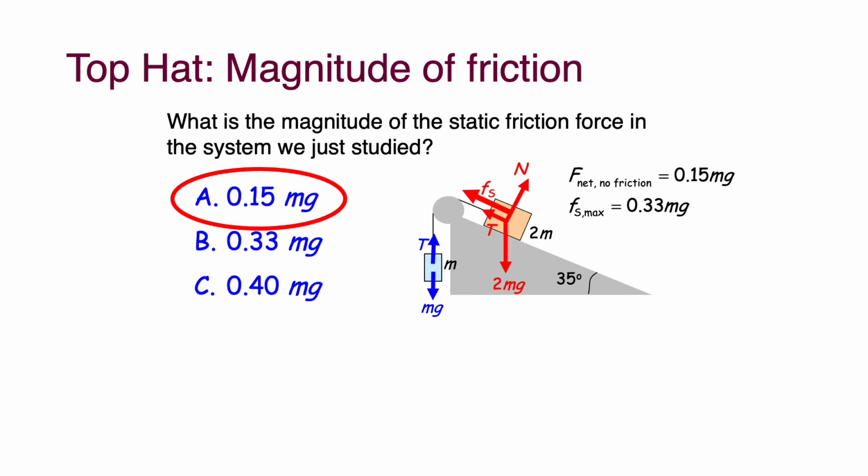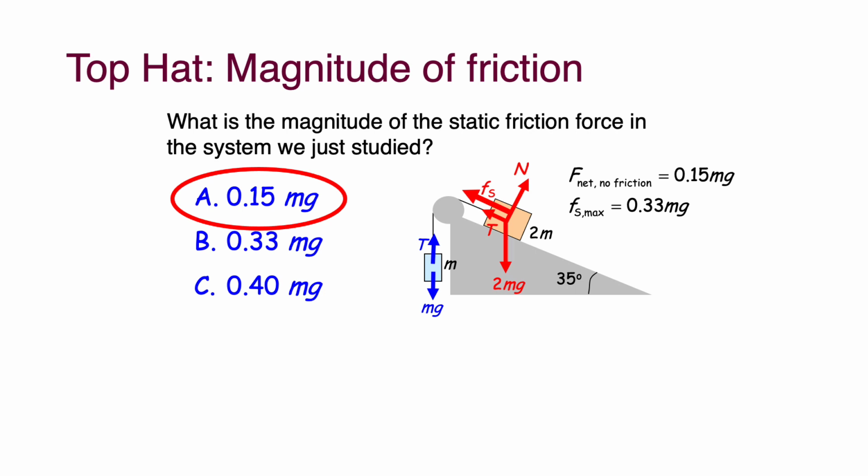Again, you can never have a situation where the static friction is larger than the other net forces on the object, because then by construction the object would accelerate, and friction is not the sort of force to do that. So the answer is 0.15 mg. It is as large as it needs to be. The point, though, is that if the net force on the block were bigger, let's say it was 0.2 mg, then the friction would be 0.2 mg. And this would continue until we reached 0.33 mg.